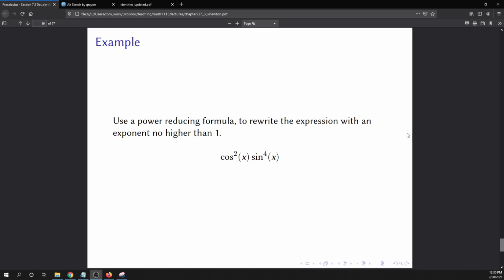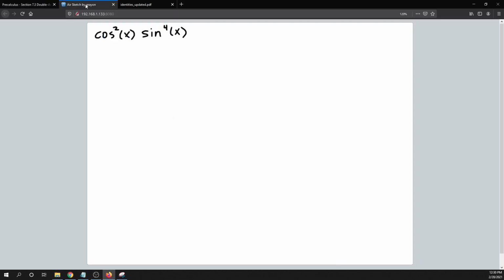In this video, we are going to work through the following example. It says use a power reducing formula to rewrite the expression with an exponent no higher than 1. All right, and so the expression that we have is cosine squared times sine to the fourth of x.